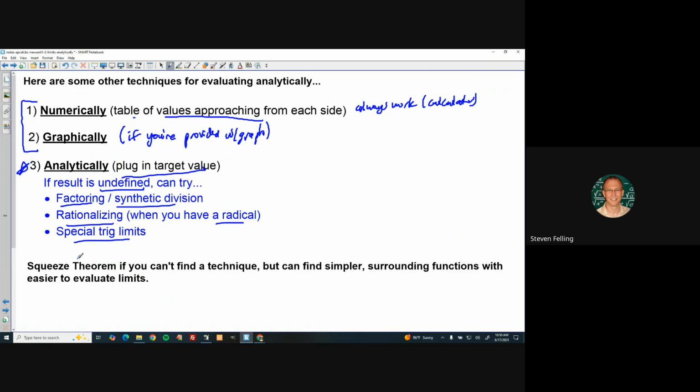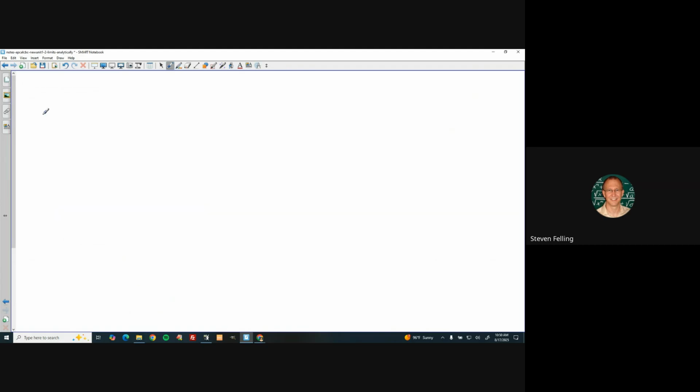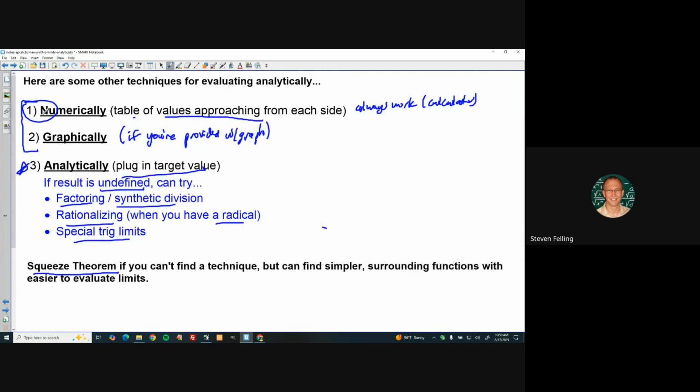If none of those work, you can attempt the squeeze theorem. If you can't find a technique, but you could squeeze that function in between 2 other functions that you can easily evaluate to the same number. But ultimately, if none of those work, then you have to go back to numerical. That is the ultimate method that will always work. All right, so that is a lot of discussion, but really important topics about limits.